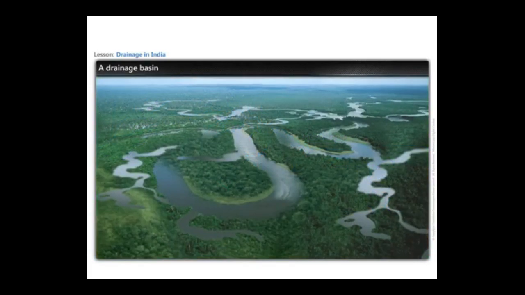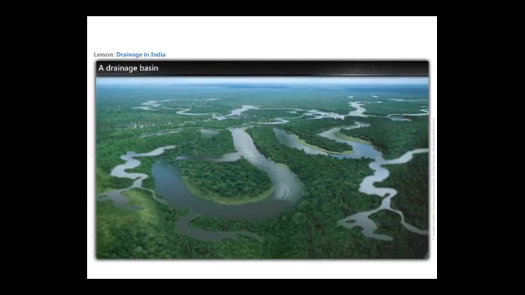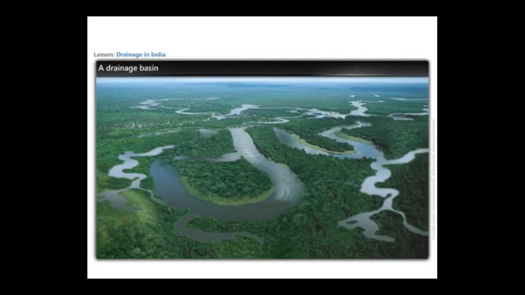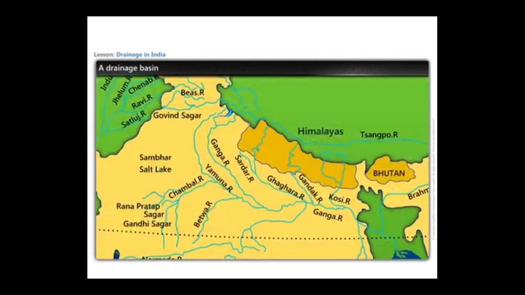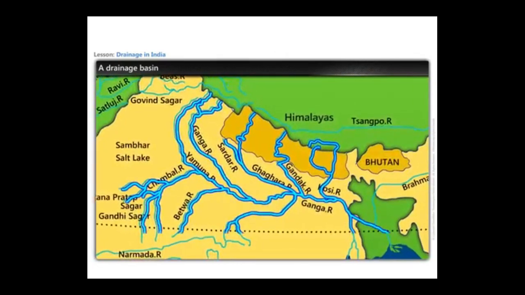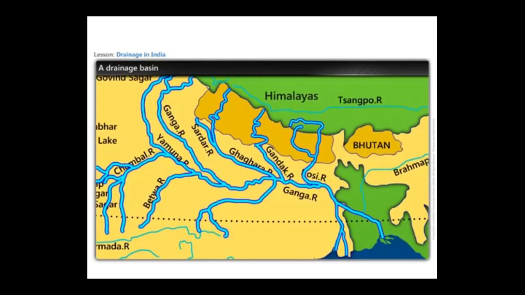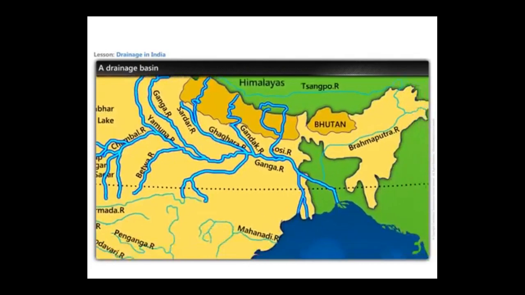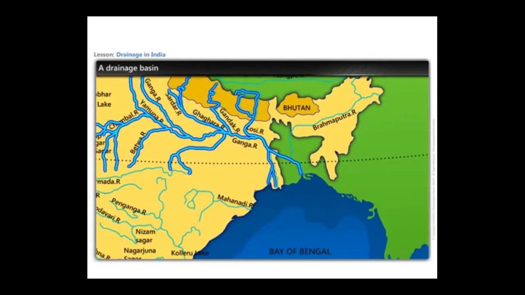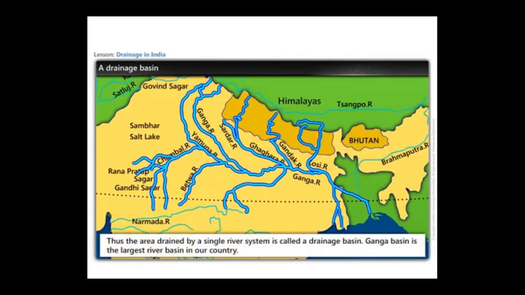He notices various small streams flowing from different directions coming together to join the main river. He recalls from the physical map that this river originated in the Himalayan mountains, travels a long distance where numerous tributaries join the main river and finally drains into the Bay of Bengal. Thus, the area drained by a single river system is called a drainage basin. Ganga Basin is the largest river basin in our country.